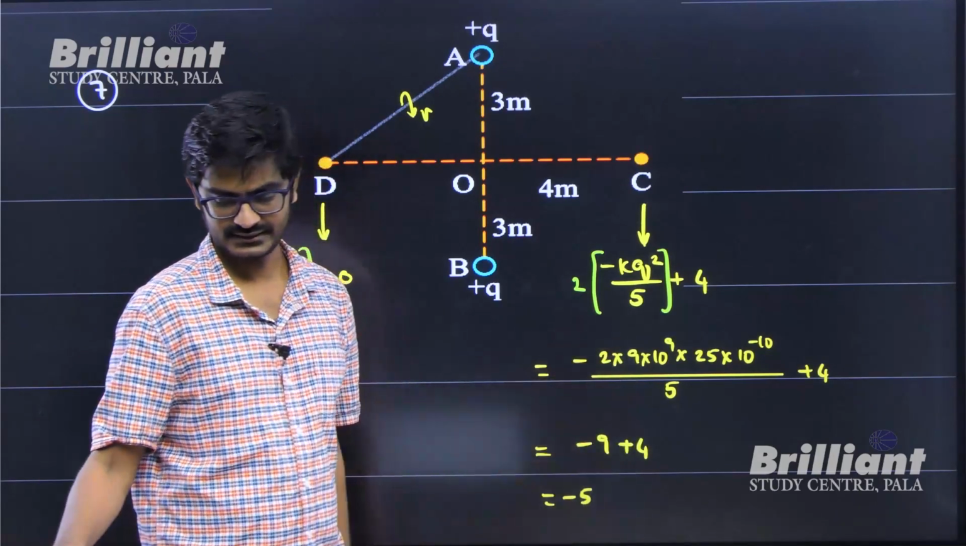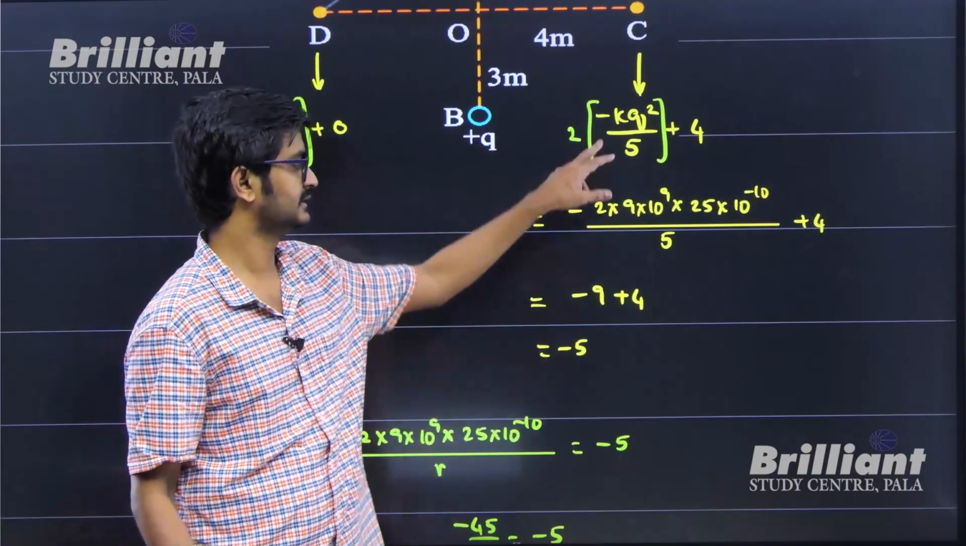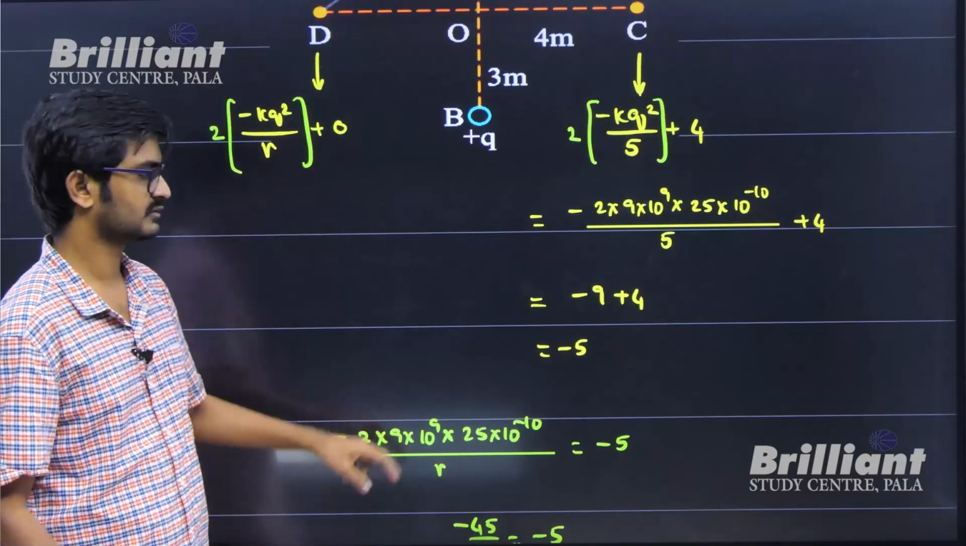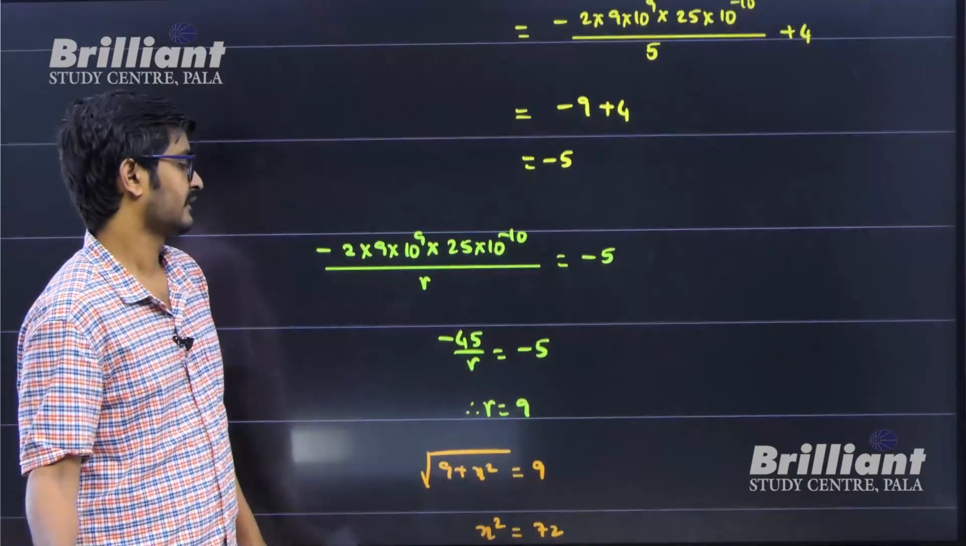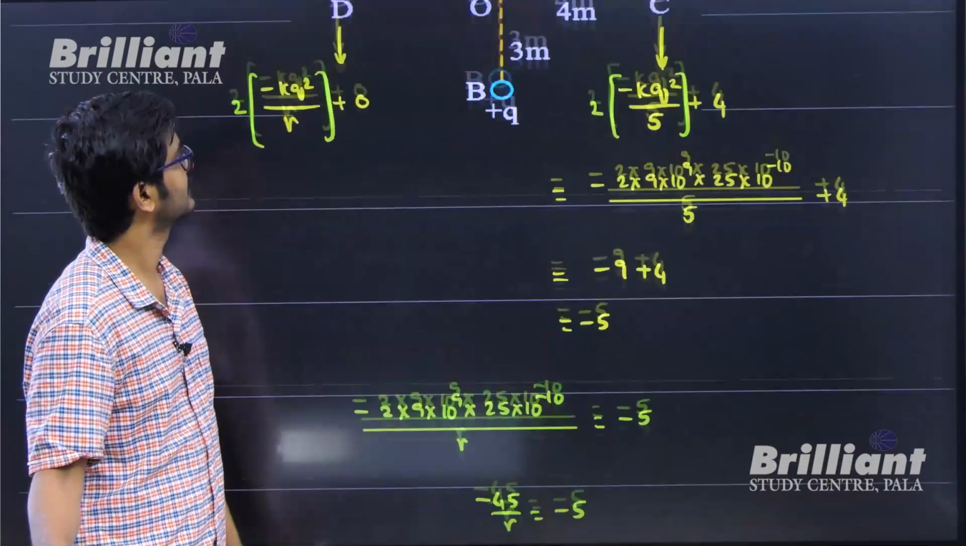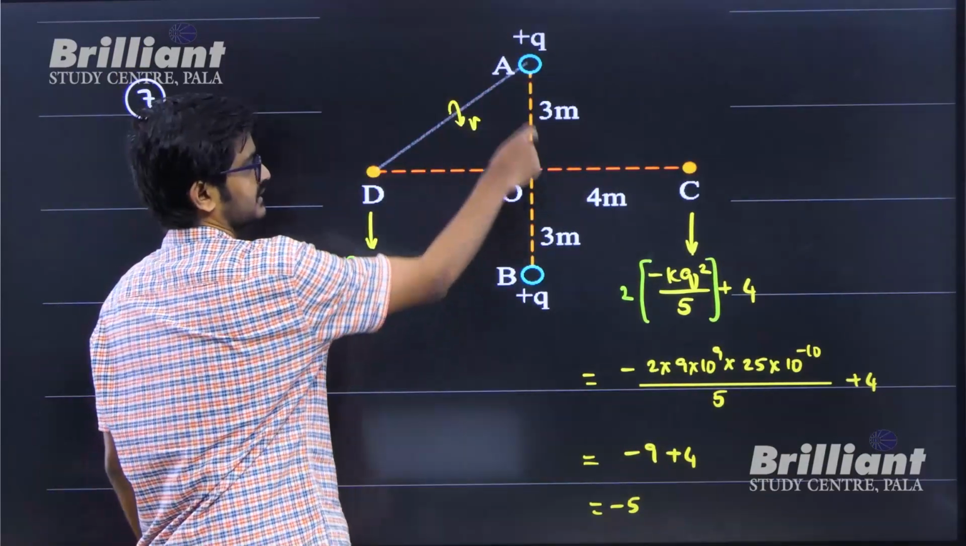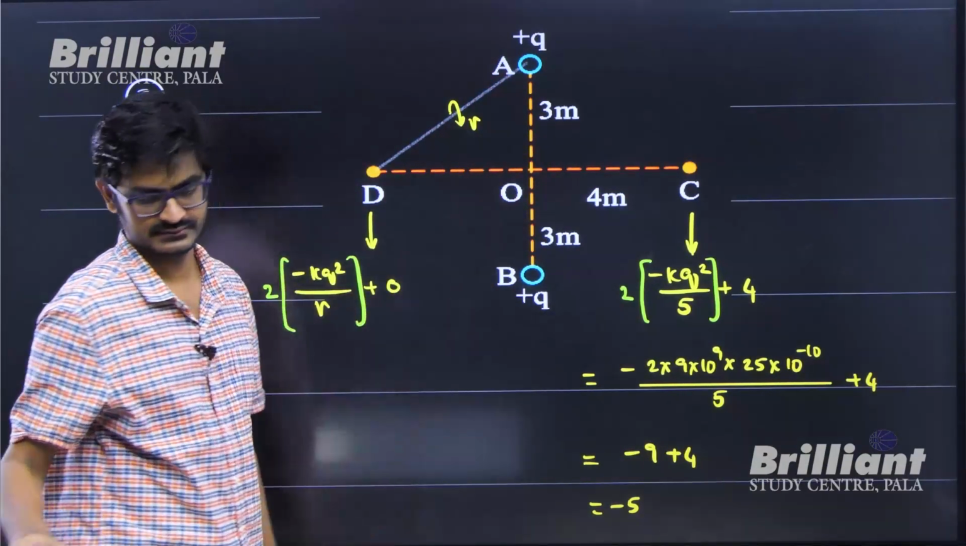When you calculate this, you will get the total energy initially as -5, so the total energy finally also must be -5. From there you will get r is 9. Once you get r is 9, you can use the Pythagoras theorem and find this distance.